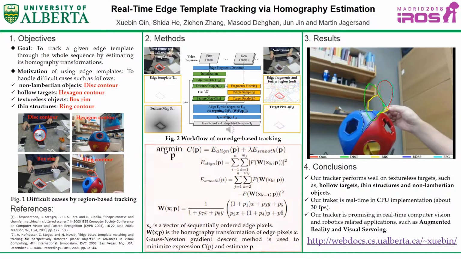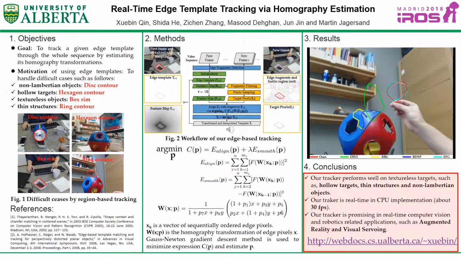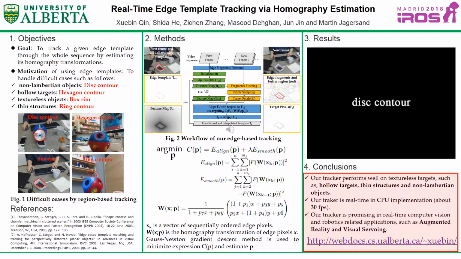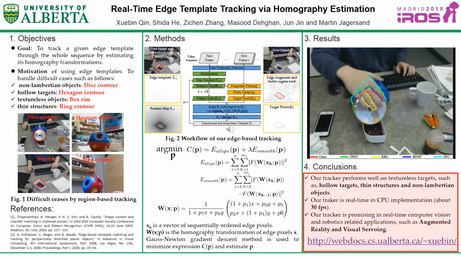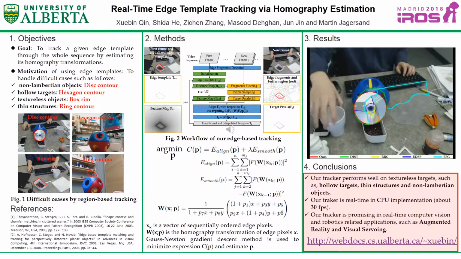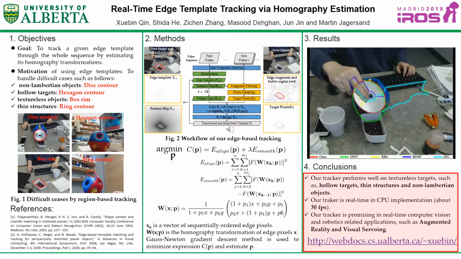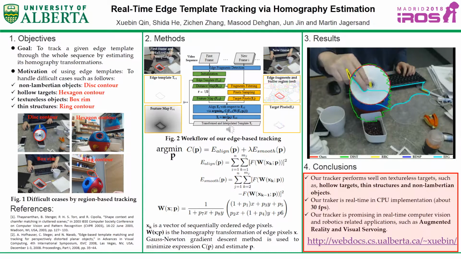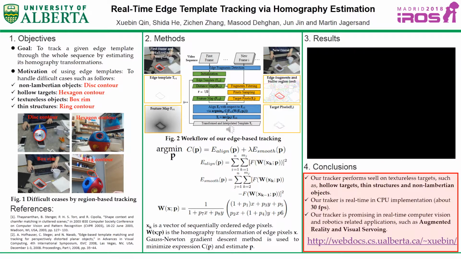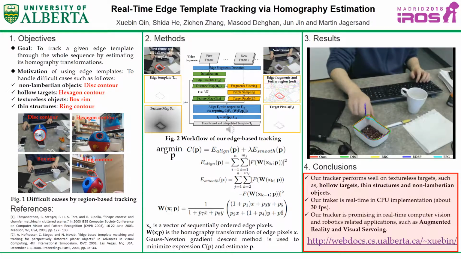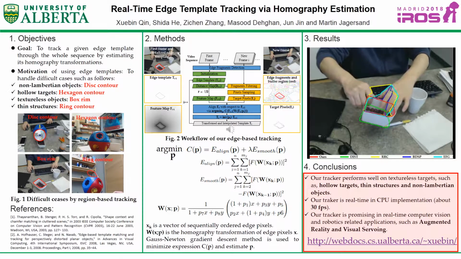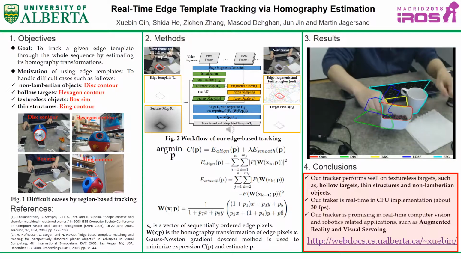The experimental results show that, first, our tracker performs well on textureless targets, such as hollow targets, thin structures, and non-Lambertian objects. Second, our tracker is real-time in CPU implementation, about 30 frames per second. Third, our tracker is promising in real-time computer vision and robotics-related applications, such as augmented reality and visual surveying. The top right video shows the tracking results of our method and other relevant methods.